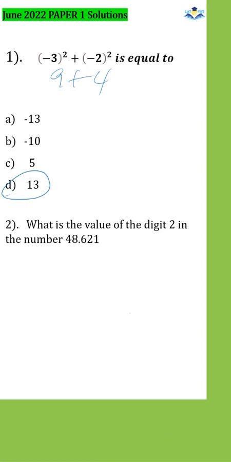Question 2. What is the value of the digit in the number 48.621? Now, the first digit after the decimal point is in the tenths place. The second digit is in the hundredths place, and the 1 is in the thousandths place. So our answer is going to be A, 200ths.